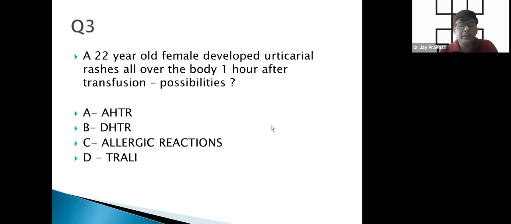Please reply with your answer in the chat box and see the time frame. Symptoms were urticarial rashes all over the body 1 hour after transfusion. So what will be the possibilities? One person wrote type B. Okay, sir, proceed.